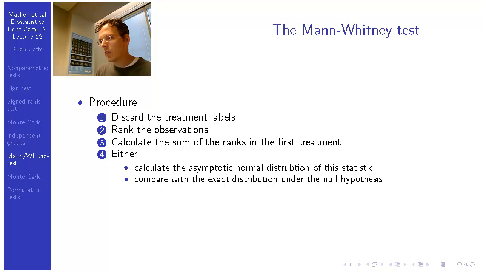So the procedure is to discard the treatment labels, method A, method B in this case, rank the observations without concern over which treatment they were, and calculate the sum of the ranks in the first treatment, which is arbitrary. You could pick either the first treatment or the second treatment, you get the same value, but you have to pick one of the two. And then you either compare your statistic with the asymptotic normal distribution of the statistic, or you can calculate the exact distribution under the null hypothesis.